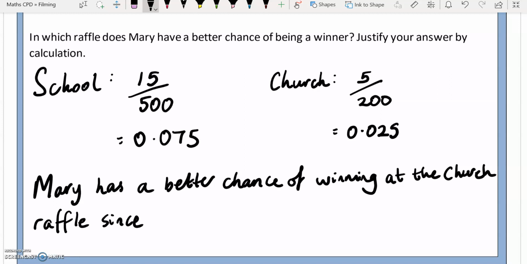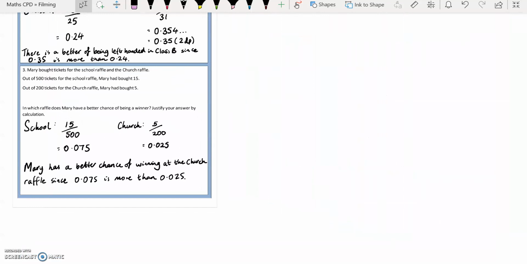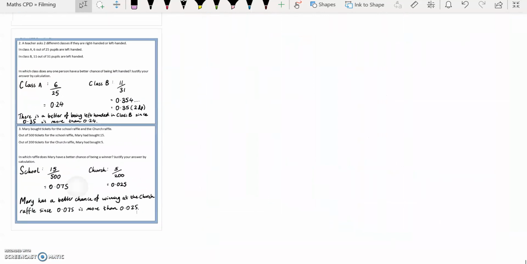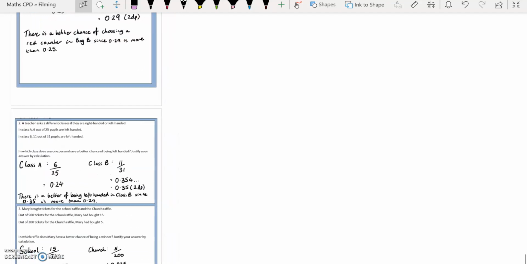Since 0.075 is more than 0.025. And that's me there with my numerical comparison. So sometimes you need to add some values together to figure out the total. Sometimes you just need to read the question and figure out how many are there altogether.